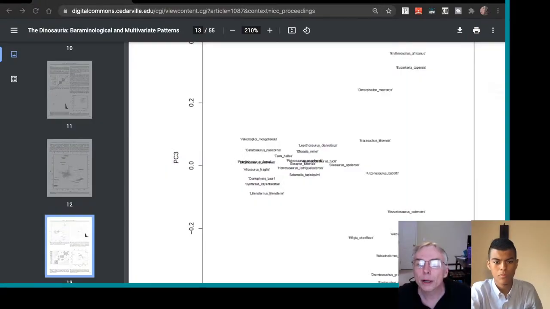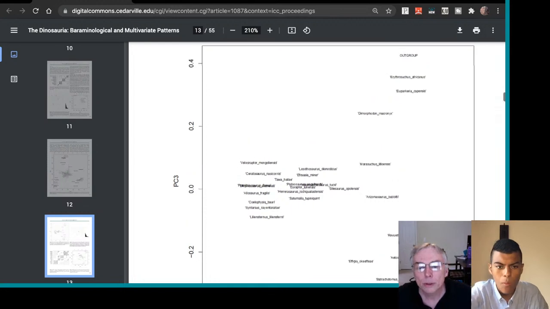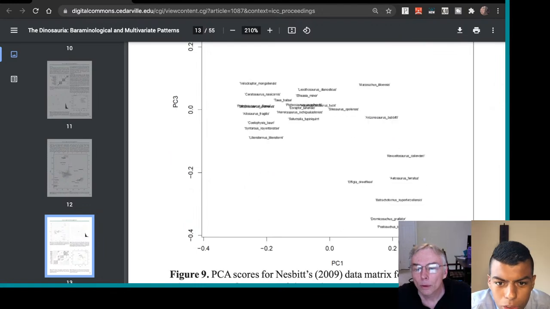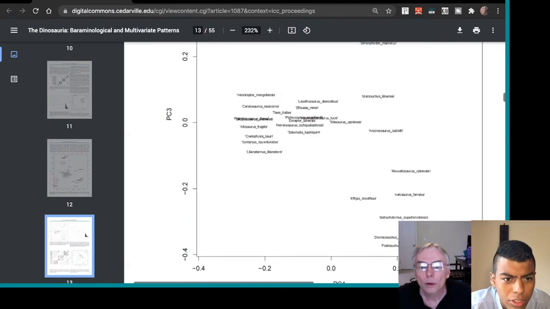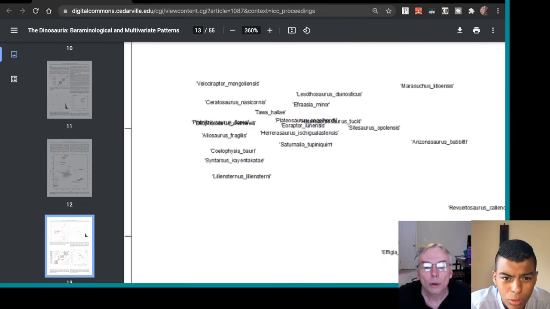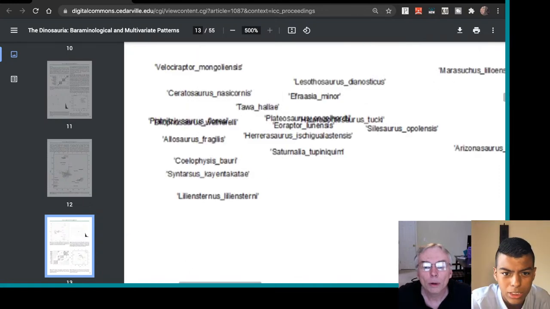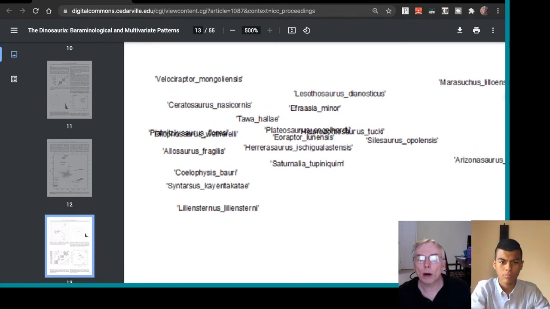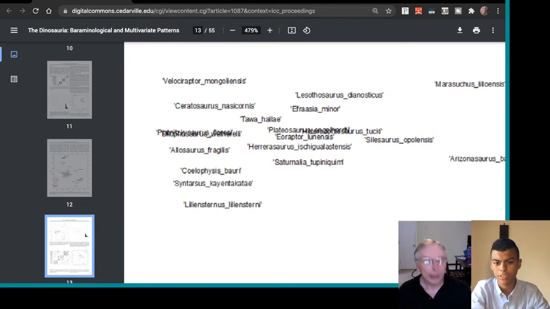That's a good question. Euparkeria is up there, and Postosuchus, I think. Coelophysis is here, Allosaurus. Eoraptor, right there, lucensis. You're looking at it in relation to Herrerasaurus? Yes, it's right over Herrerasaurus. This is showing us that Eoraptor and Herrerasaurus, by this data matrix, are very close to one another.